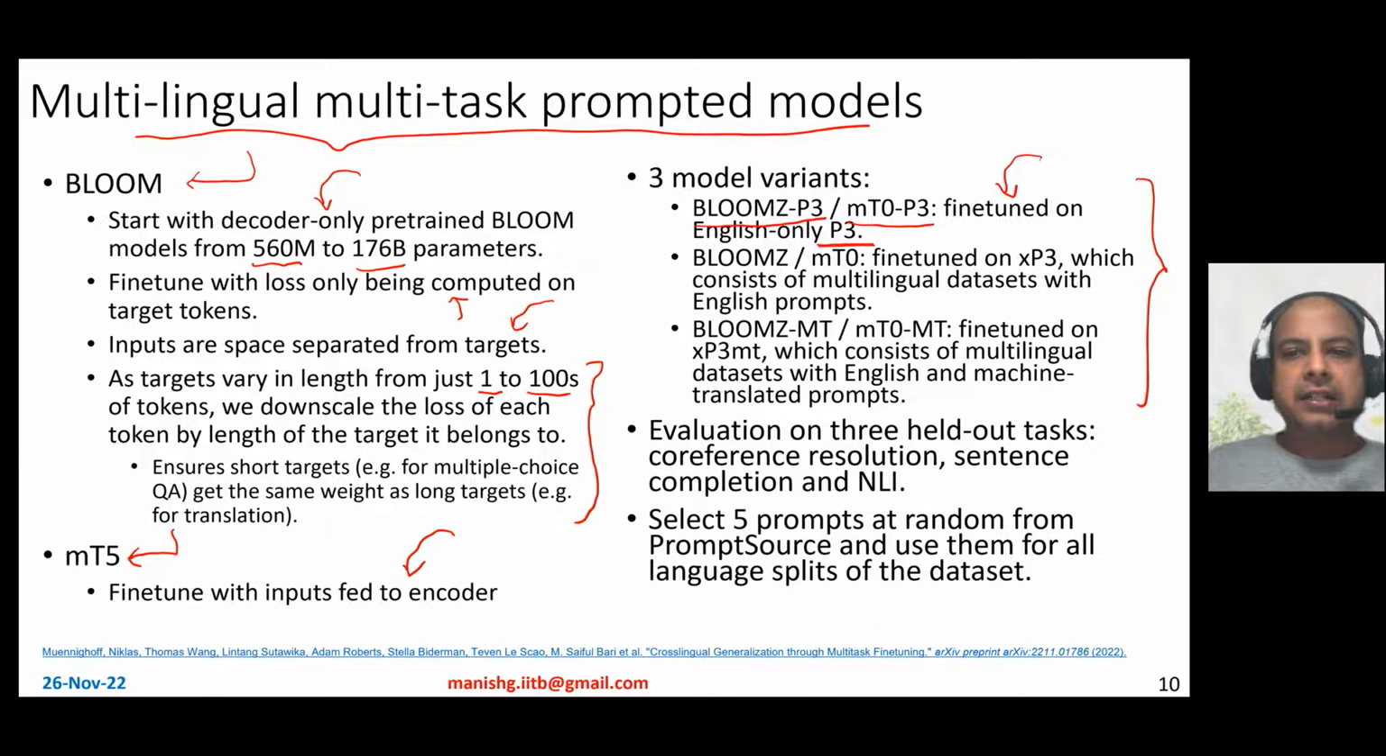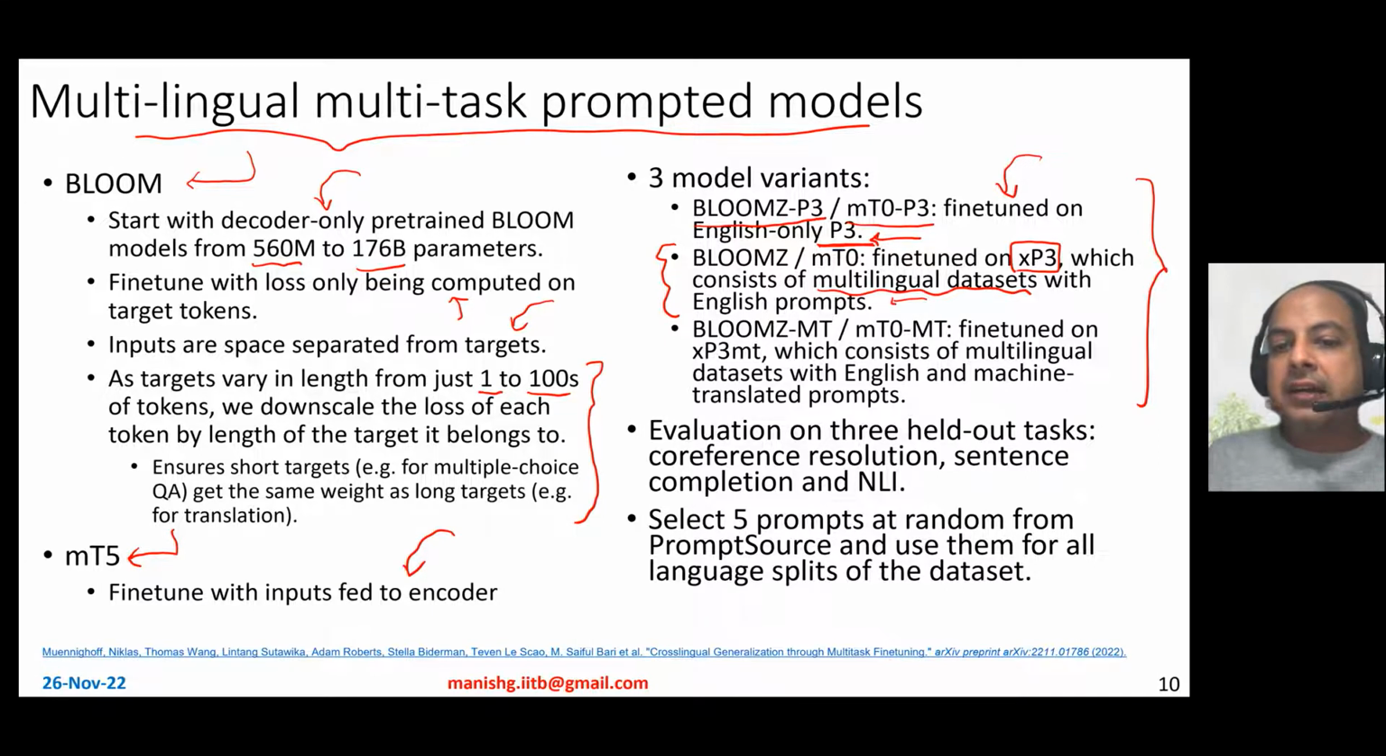You call it the Bloom Z model, and the MT0 model, which has been trained only on English prompted multitask fine tuning, and that too on a small version of the P3 data. Now you also fine tune on XP3 data. Remember what XP3 data is? It still has prompts which are written in English. However, tasks could be multilingual also. So you're fine tuning on XP3, which contains multilingual data sets, but prompts are English only.